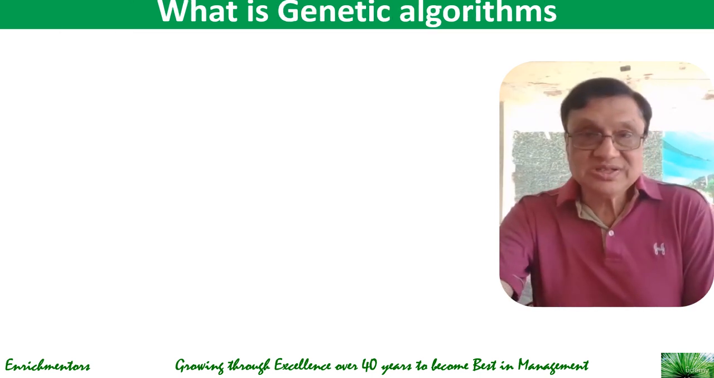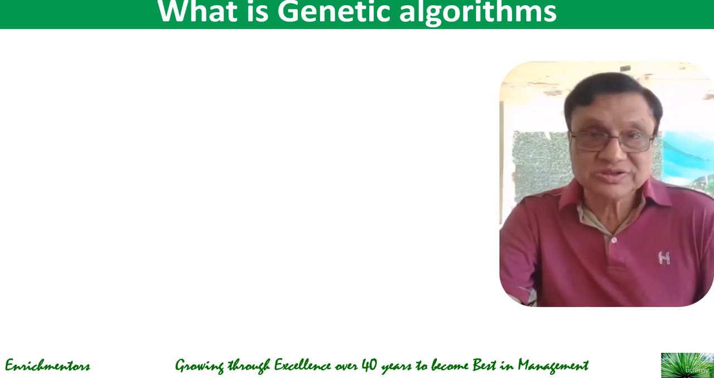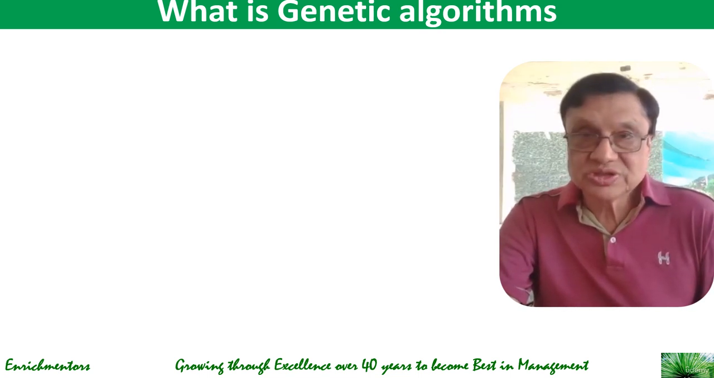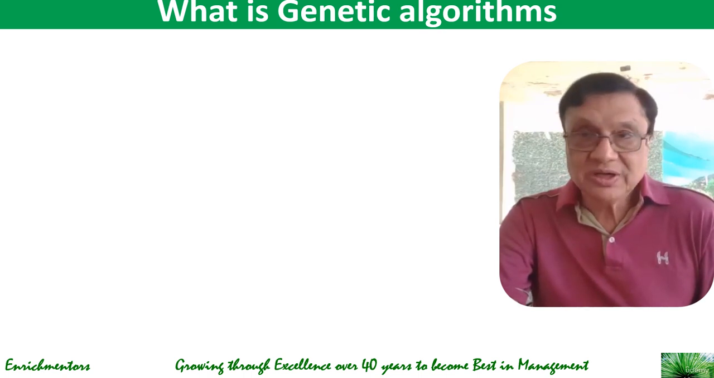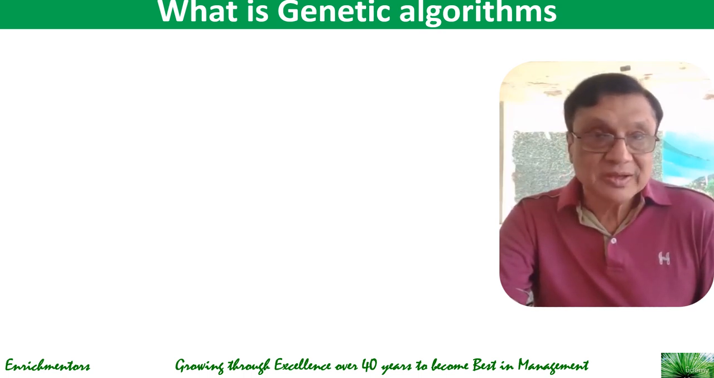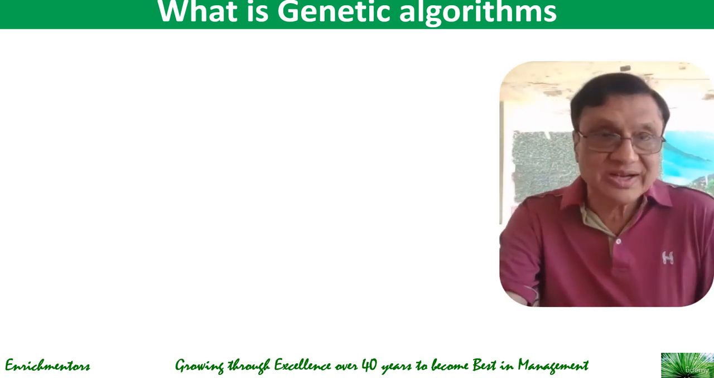The last one is genetic algorithms. So genetic algorithms, GAs, are a type of optimization algorithm inspired by the process of natural selection in genetics. They are used to search for optimal solutions for optimization and search problems by mimicking the principles of biological evolution. Now, how does this algorithm work? Let's take a look at that.